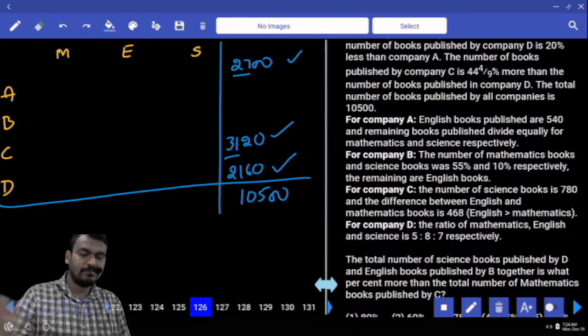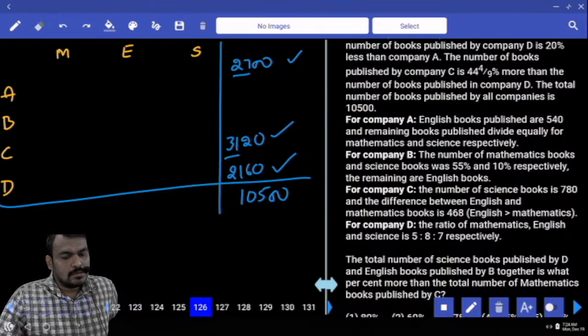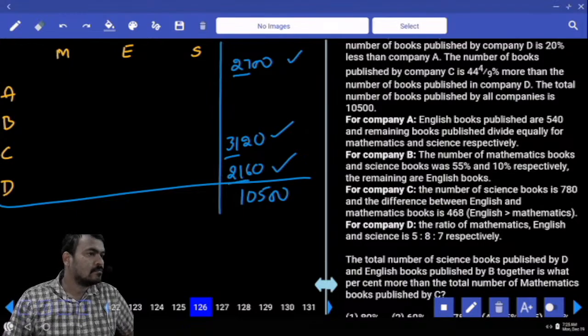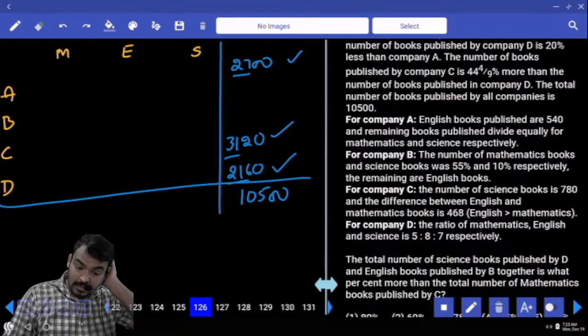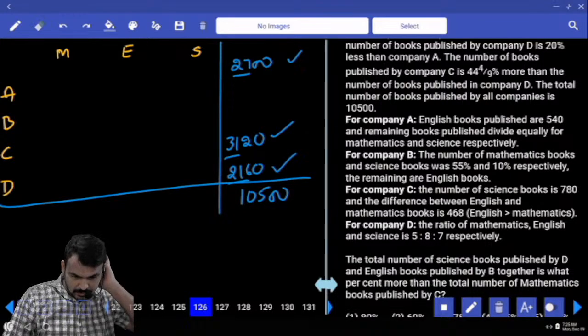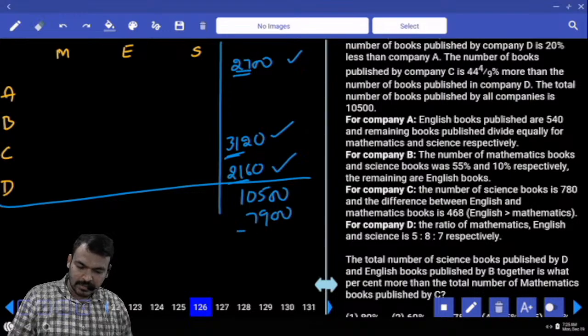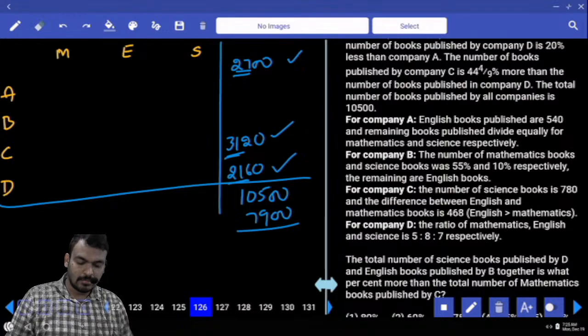27 plus 31, 58. 58 plus 21, 79. Out of 10,500, we are subtracting 7,900. What is the remaining? 2,000.